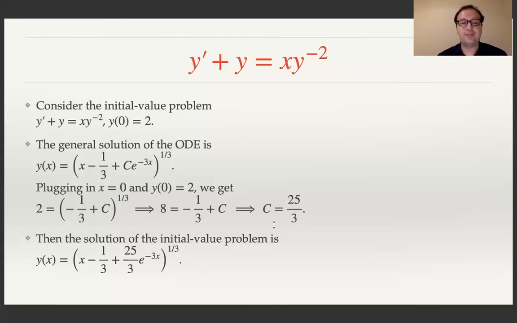So we found the value of c that corresponds to the solution of this initial value problem and to the initial condition y of 0 is equal to 2, as you can check. So the solution of the initial value problem is y of x is equal to (x minus 1/3 plus 25/3 times e^(-3x)), everything raised to the power 1/3.